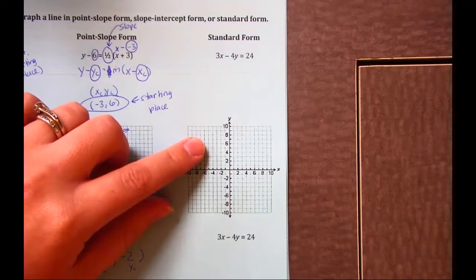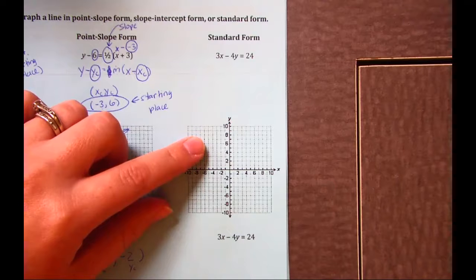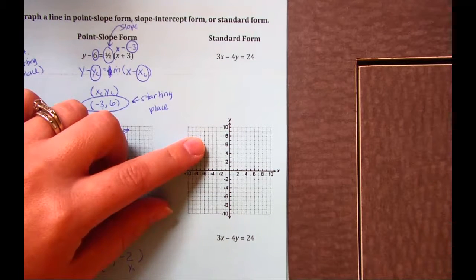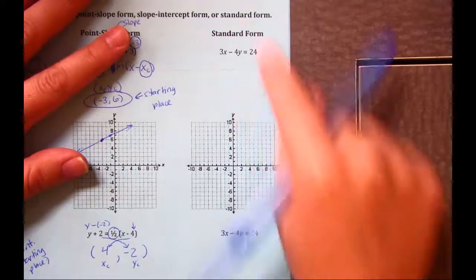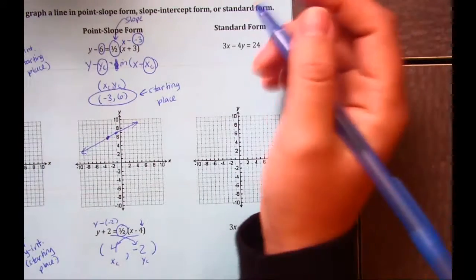Graphing a line in standard form, we're going to use the two intercepts because in order to graph any line, all you need is 2 points. So we're going to find the two intercepts, use those as our 2 points, and then we can just draw a line. So let's find the two intercepts in this problem right here.